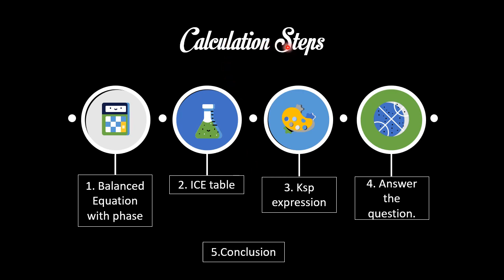For the calculation, there are 5 steps. First, balance the equation with phase. Second, ICE table. Third, Ksp expression. Fourth, answer the question accordingly. And then over here, you must write the conclusion after you finish the question.